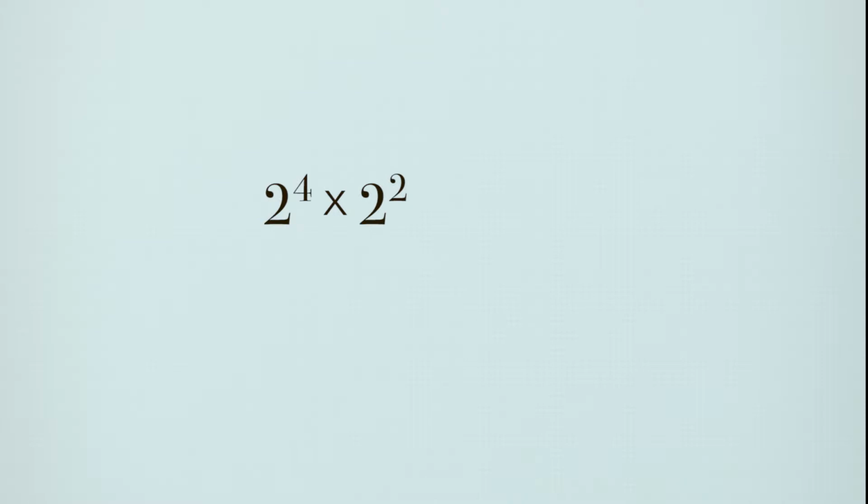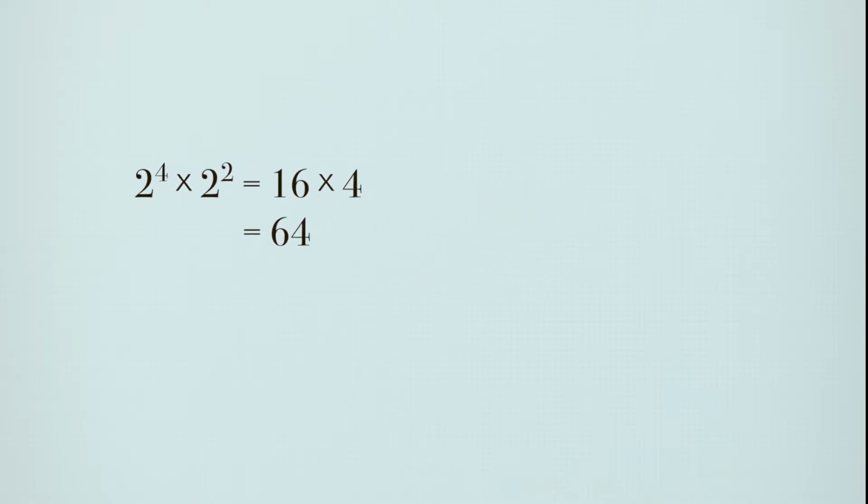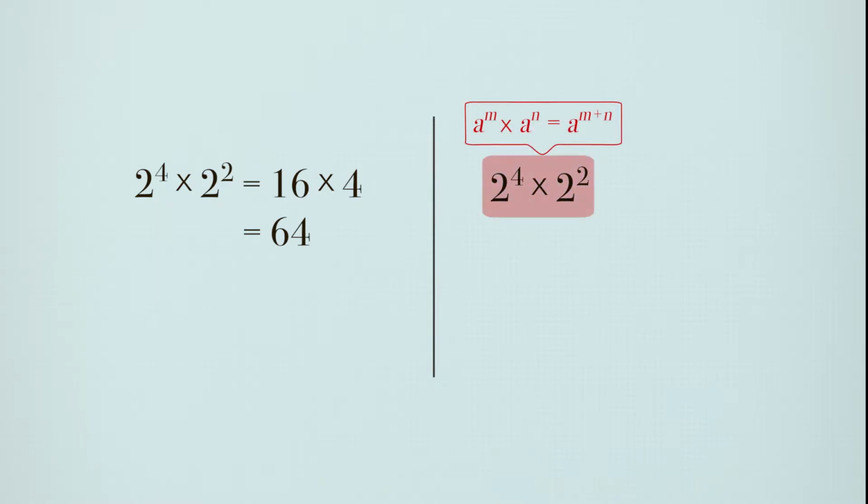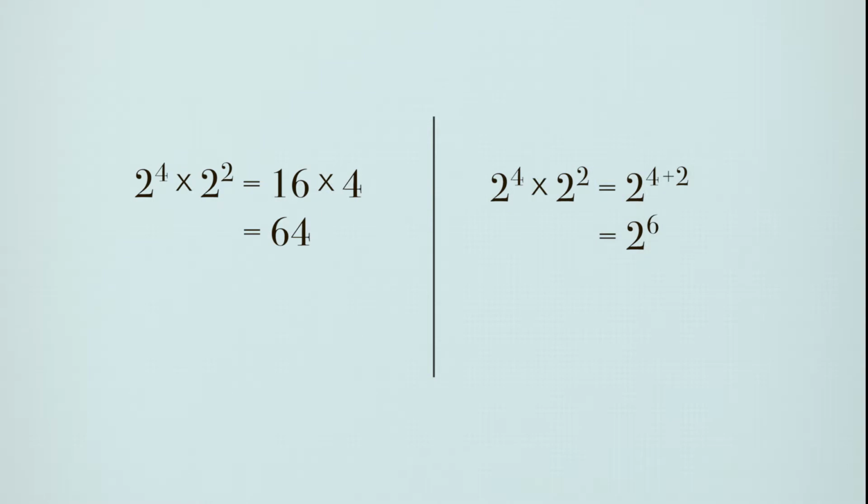Well, we know that 2 to the power of 4 is 16, and 2 squared is 4. So multiplying 16 and 4 gives 64. But we can also simplify this expression using one of the laws of indices. We can see that these two terms have the same base, 2. So we can apply this law of indices and add the indices to get 2 to the power of 6, or 64, which is the same as what we have obtained earlier.